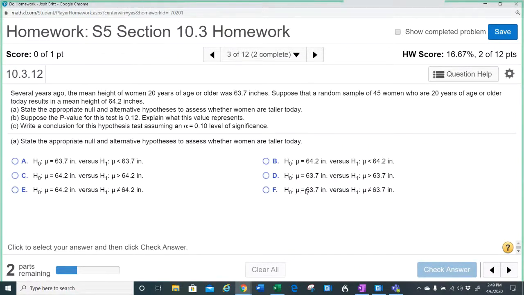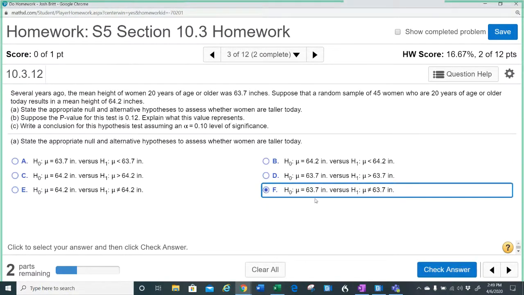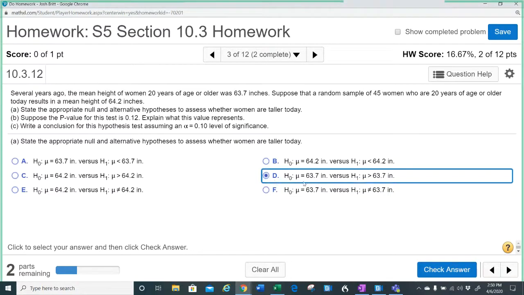Well, we could do a two-tail test as well. So the null is 63.7, and then different than 63.7 because they don't have anything larger. Oh, they do. I'm sorry. Here it is. So the null is 63.7. That's the standard a while back. And since this is 64.2, we would now believe that the average height is larger than 63.7. So that would be the null and alternative.